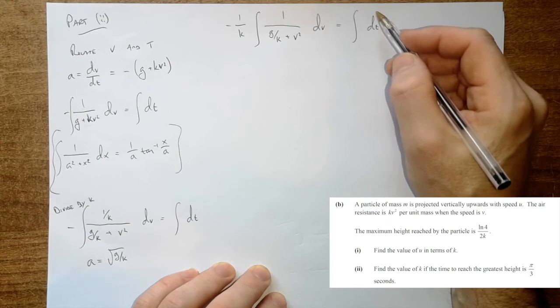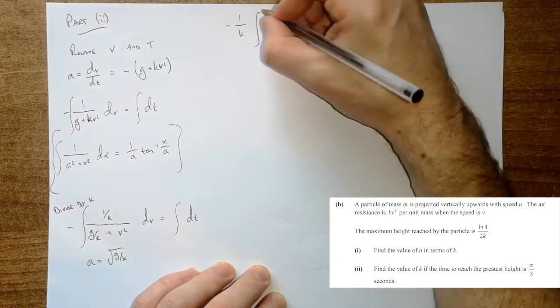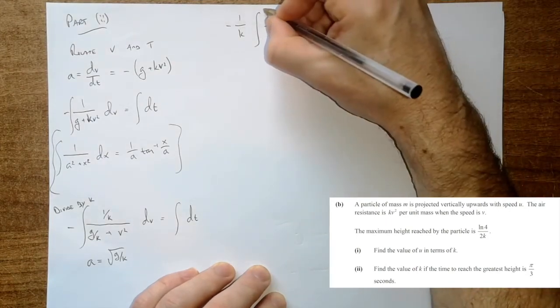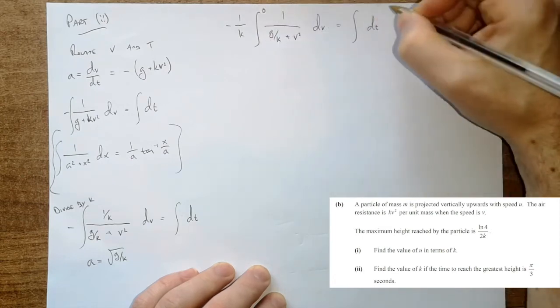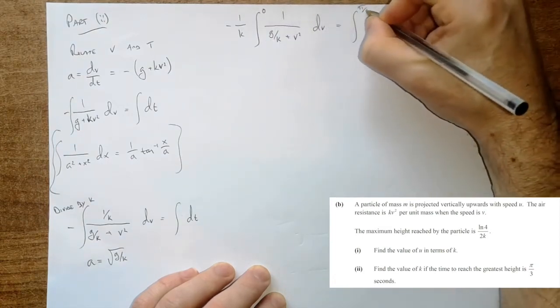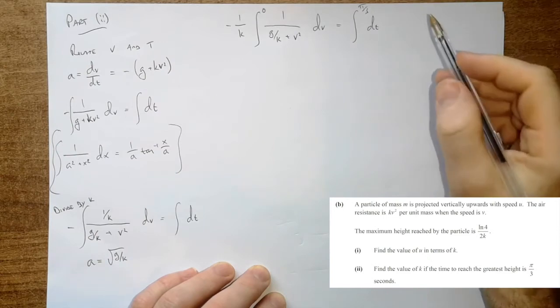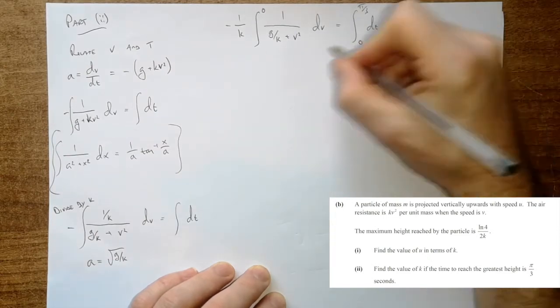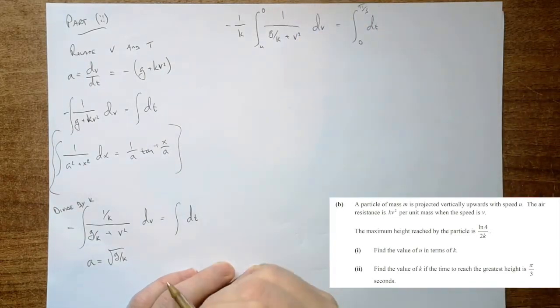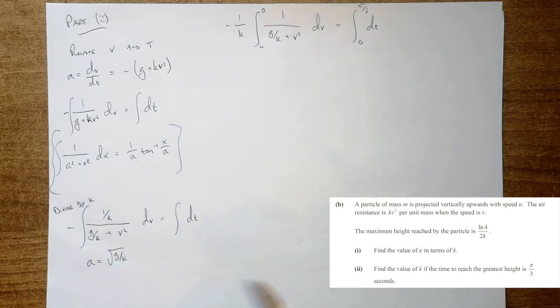So let's see what we have here. Time, let's call this the greatest height. So at the greatest height, v is of course going to 0, and that's at time pi over 3. Do we know anything else? Well, at time 0, we know our speed is u, and we already know u from the last part of the question, so that's probably what we're going to have to do to solve.